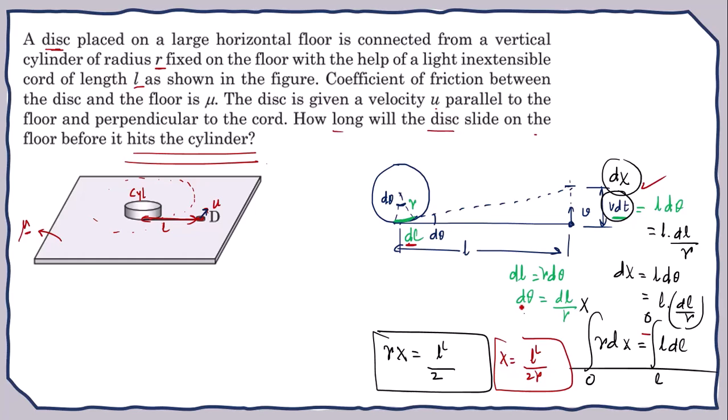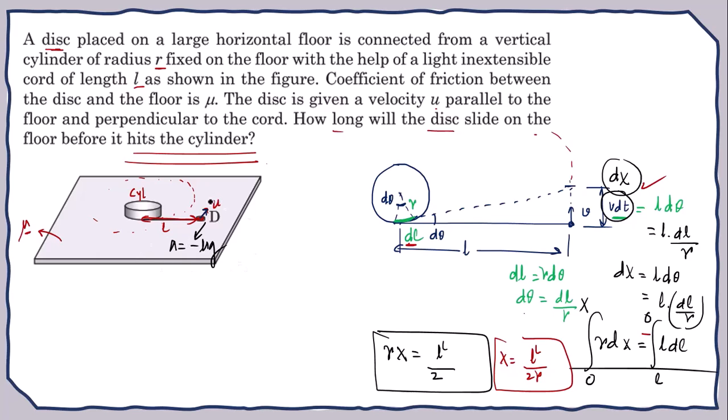Now the particle will travel L square by 2r. That means the disk is traveling L square by 2r before hitting the cylinder. So ultimately the total distance traveled by the particle is L square by 2r. But since the floor is offering a frictional force, it will be retarded. So what is the retardation? a should be equal to minus mu g. That is the retardation of the disk.